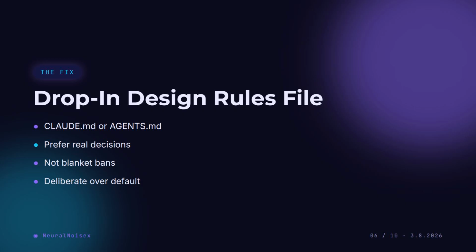When you give your agent explicit taste constraints, it is like handing a junior designer a brand guide before they start working. The model is not bad at UI, it just needs you to tell it which path to take when there are multiple valid options.